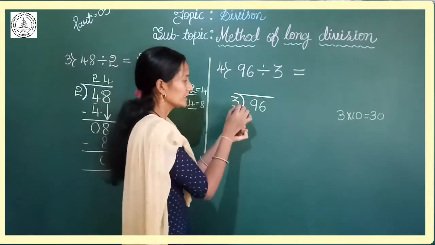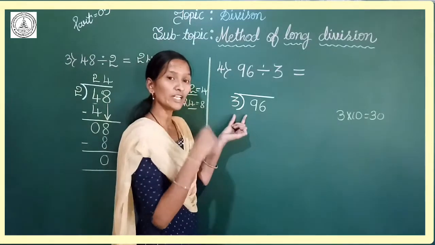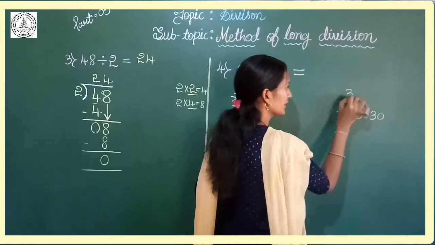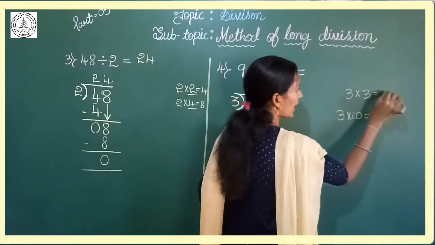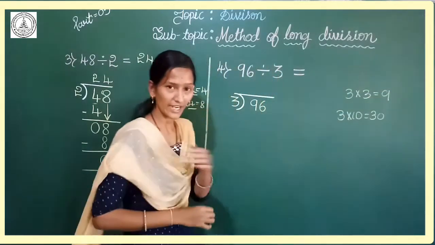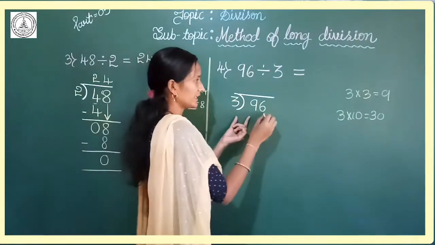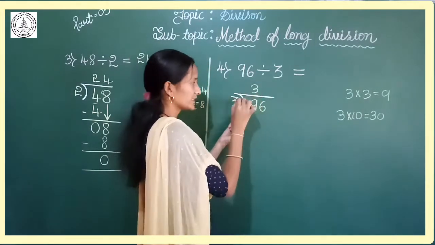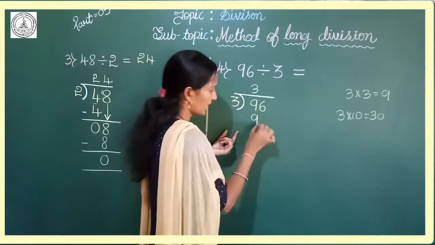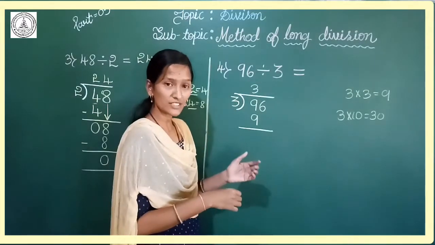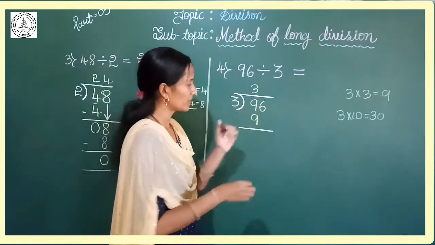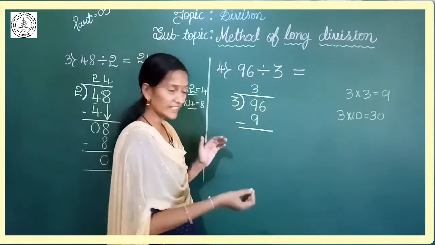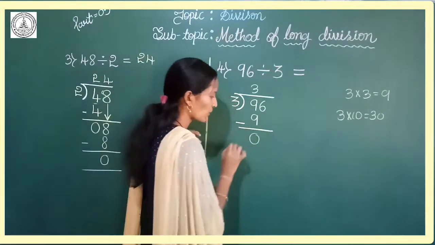See here. In the table of 3, how many 3's are equal to 9? Yes, in the table of 3, 3 3's are 9, right? So I am writing the 3 here, above the 9. 3 3's are 9. So the next step is you have to subtract these two numbers, 9 minus 9. So what is 9 minus 9? 9 minus 9 is 0.